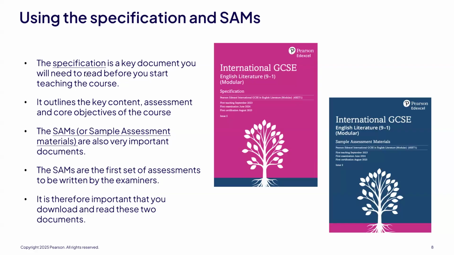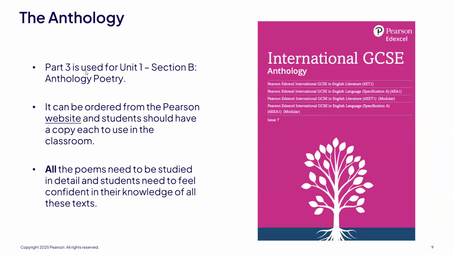So we're going to talk now a little bit about the anthology. This is SO6, this document in your download for today. So part 3 of the anthology are those 16 poems that are used for section B of paper 1. You can order it from the Pearson website. That hyperlink will work on your PDF of these slides. And students study all of the poems there, and they need to feel confident in their knowledge of these as they go into the exam.